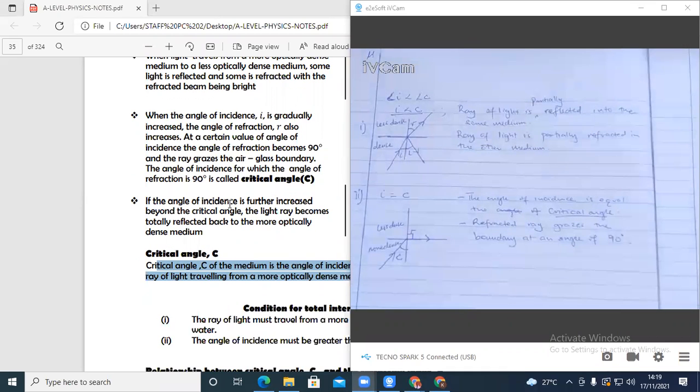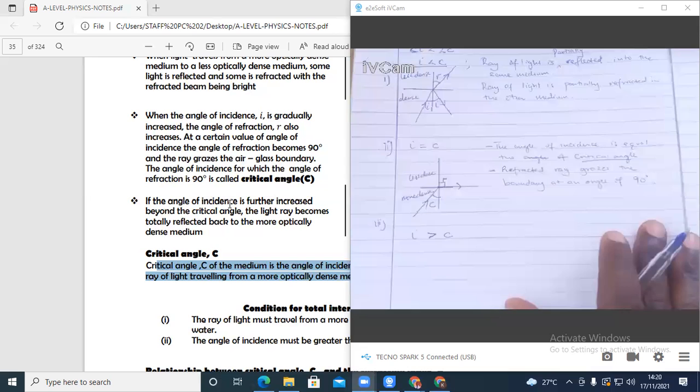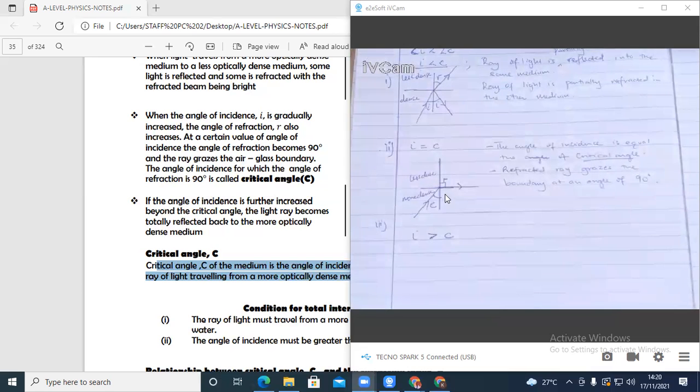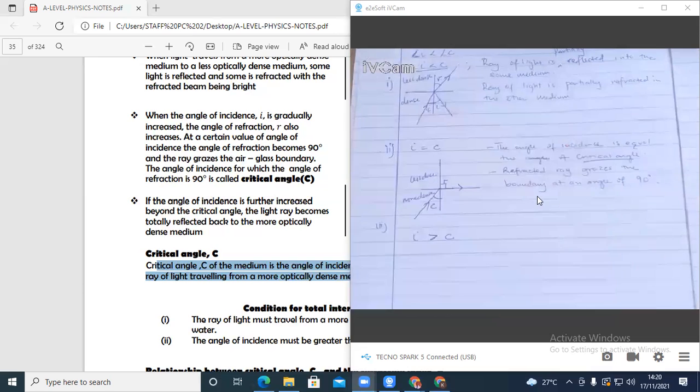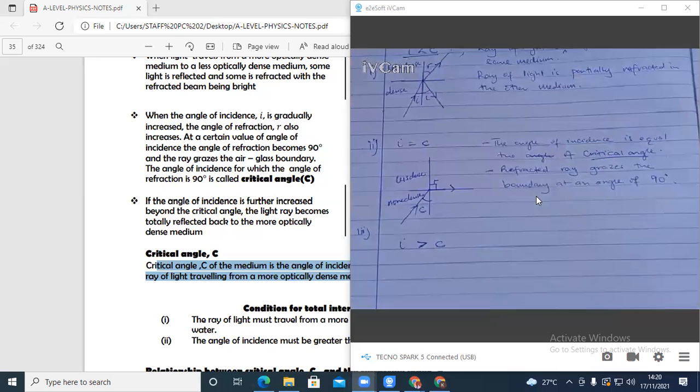Okay. Then the moment we keep on increasing the angle of incidence, maybe to a certain point whereby it exceeds the critical angle. So when I is greater than C, when the angle of incidence increases beyond the critical angle, then total internal reflection will take place.